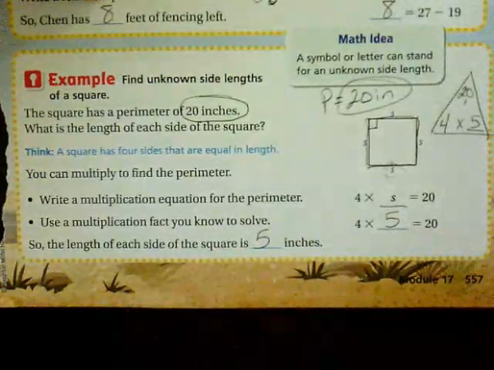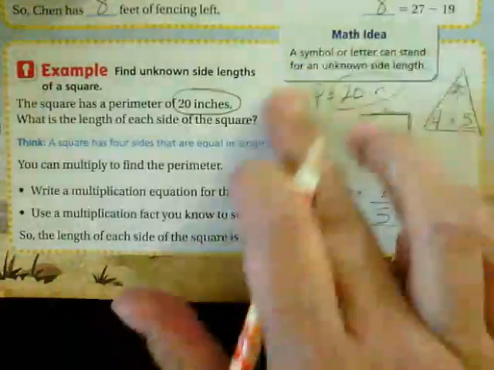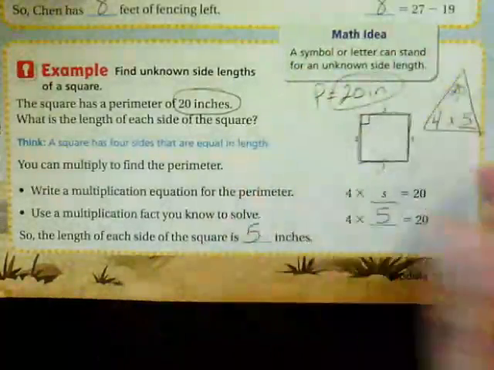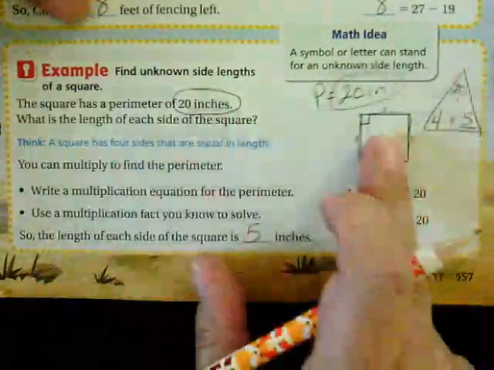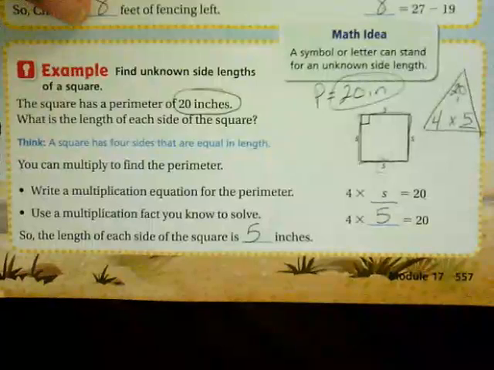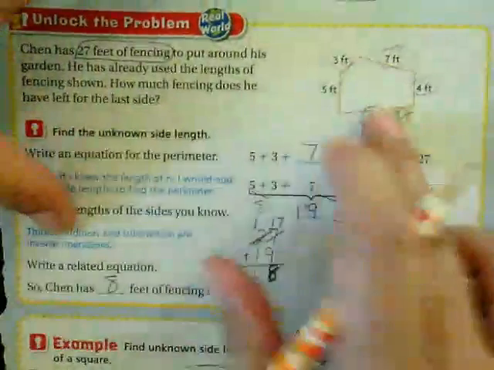So you have to take all of that knowledge you know about shapes, you know about perimeter, you know about multiplication and division, and put it all together to come up with the unknown lengths. Let's do another one together on the next slide, and then I'm going to turn you loose to try finding the unknown side on your own.